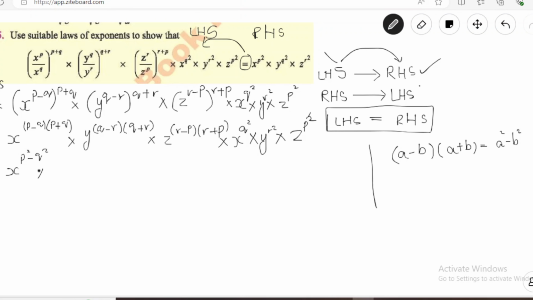Then times y raised to the power q minus r, q plus r. Similarly, both are similar, q and r, just the sign difference, so it will be q square minus r square. Then z raised to the power, the same thing is going to happen here, r square minus p square. So we have x to the power p square minus q square, y to the power q square minus r square, and z to the power r square minus p square.